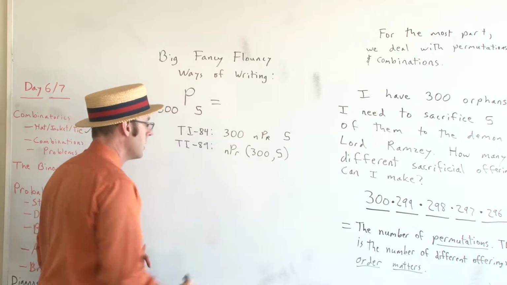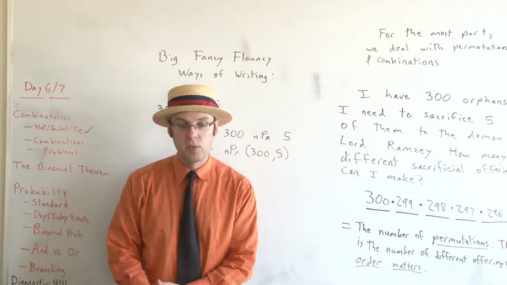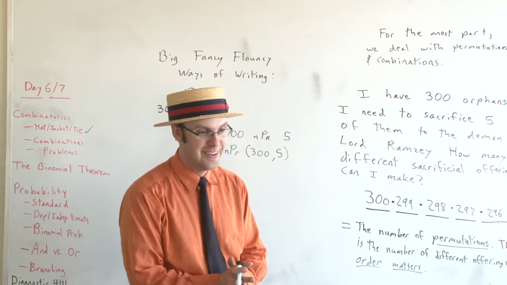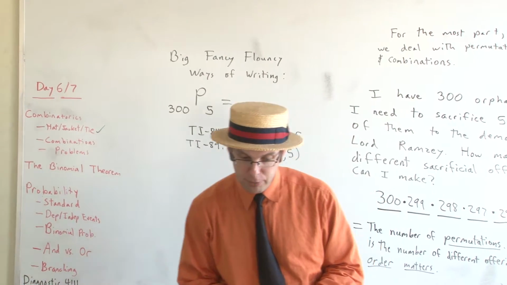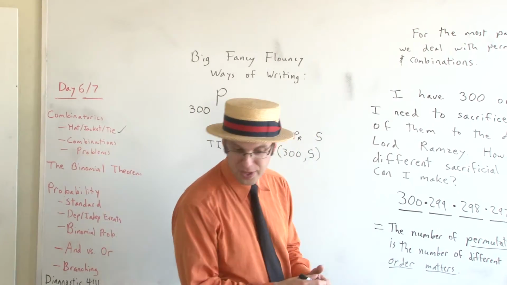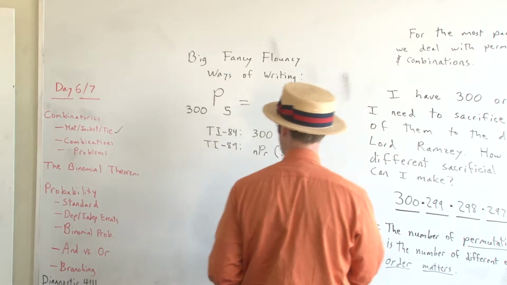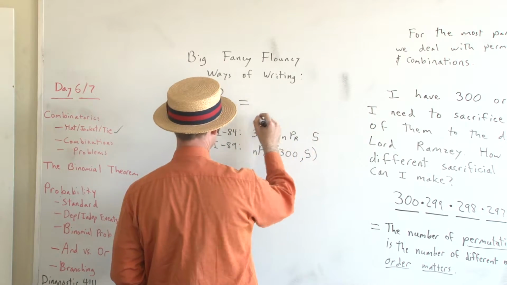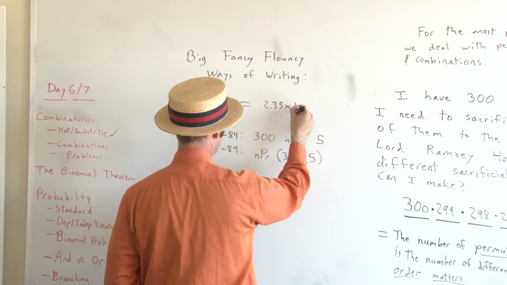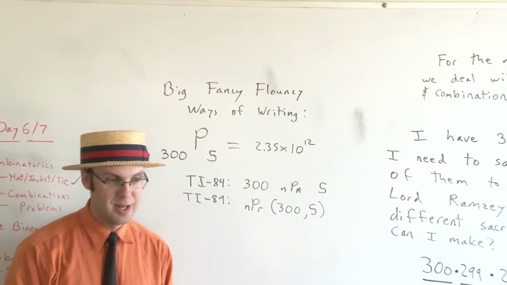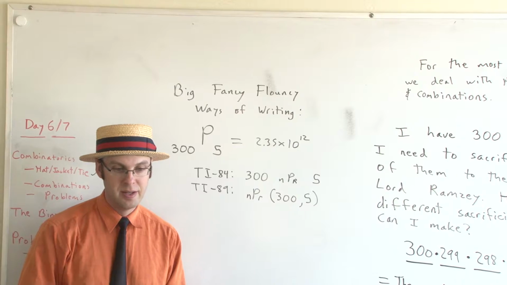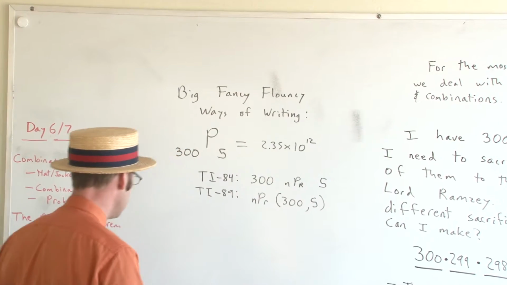But what that equals in terms of, really big number. Yeah, it's huge. So you get 2.35 times 10 to the 12th, is it? Yep. Number of permutations. Yeah, 300 NPR. Big number. Lots of different ways to keep the demon satisfied.